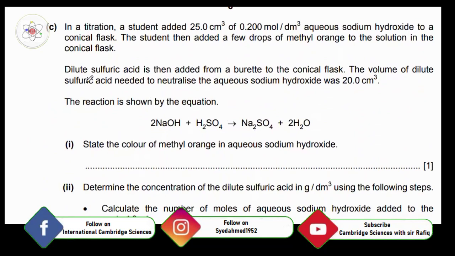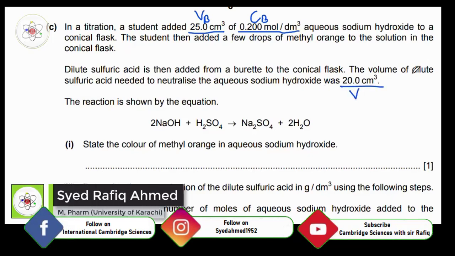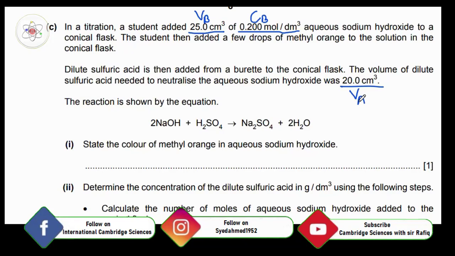Now part C. In a titration, a student added 25 cm³ of 0.200 mol/dm³ aqueous sodium hydroxide. So it is the volume of base and the concentration of base, sodium hydroxide, to a conical flask. The student then added a few drops of methyl orange to the solution in the conical flask. Dilute sulfuric acid is then added from a burette to the conical flask. The volume of dilute sulfuric acid needed to neutralize the aqueous sodium hydroxide was 20 cm³, which is the volume of acid, right?